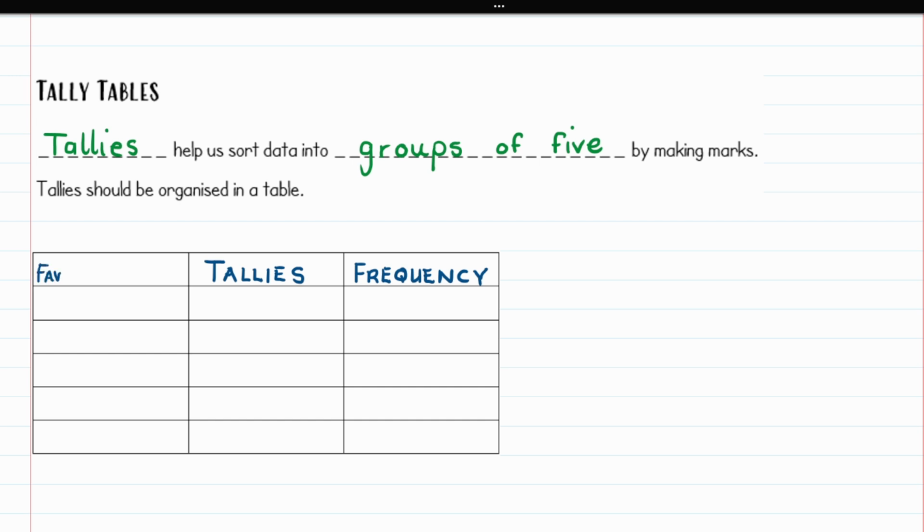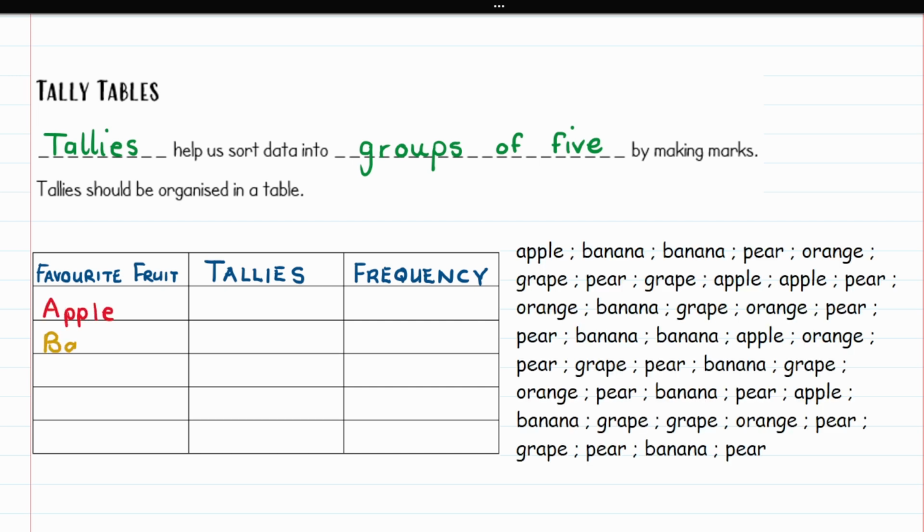The following results were from a survey about a class's favorite fruit. I'm going to begin by listing all the fruit that was available in my survey. Then, very carefully, as I come across each word in my list, I'm going to mark it off and create a tally mark in my table. After creating 4 tally marks, when I get to the 5th one, I'm going to cross out all 4 of those lines, and now I have a group of 5. Then I will begin again.